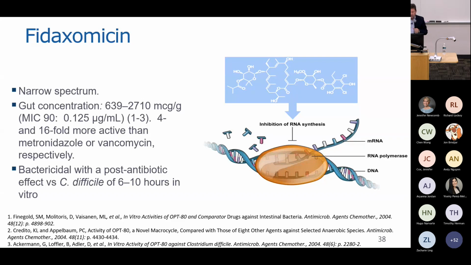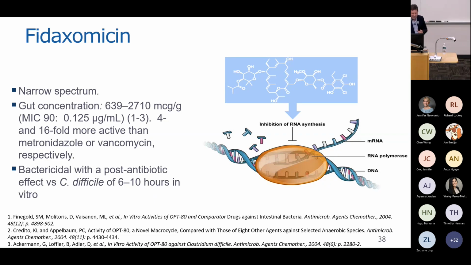Fidaxomicin, which I was very involved in developing, I'm not going to discuss too much. I'll just share some of the data with you. If we had another hour, you know, sometimes with drug development, the gossip and the backstories are more interesting than actually the data.